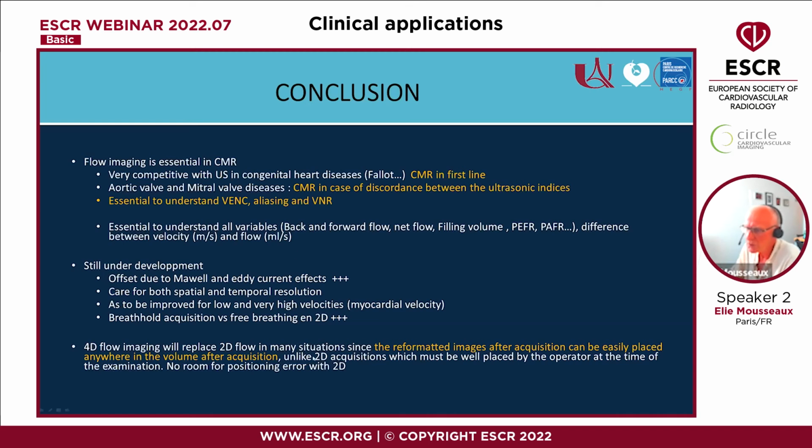And I have tried also to convince you that the 4D flow in the real near future will replace the 2D flow because it's a fantastic technique. The main limitation is the temporal resolution, but by using what we call view sharing and so on, I am able to have velocity at this time in my center every 25 milliseconds. So that's good enough for estimating the mitral flow with a peak. It's very, very simple to do, and the estimation error is very low.